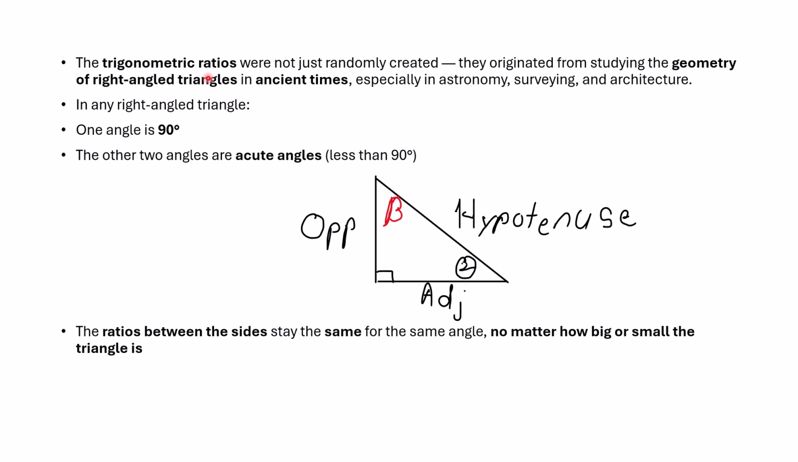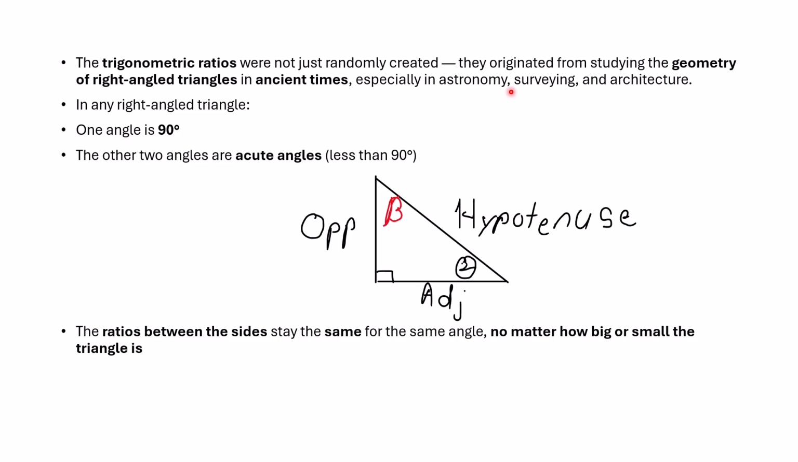So now, the ratios that I did in a previous lesson, by telling you that sine theta is opposite over hypotenuse, etc., they weren't just randomly created, right? They actually originated from studying the geometry of right angle triangles, meaning that the triangle we draw always has one right angle in it, and we pre-decide how big we're going to make the other angle.